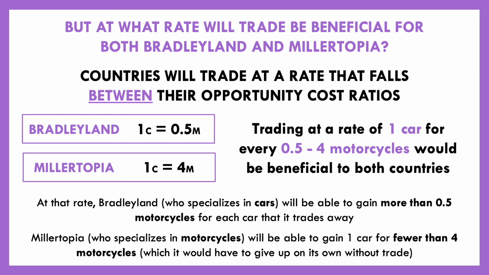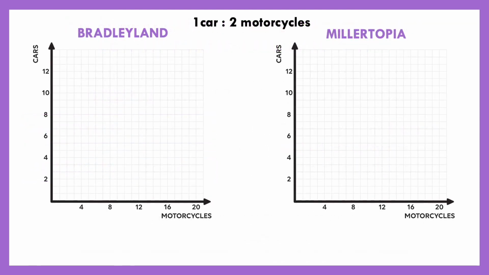So let's take a look at what this looks like on graphs. Let's suppose that Millertopia and Bradley Land negotiate and they come to the agreement that they're going to trade 1 car for every 2 motorcycles. So let's go ahead and draw Bradley Land's production possibilities curve, right? So we said 12,000 cars or 6,000 motorcycles, and Millertopia's production possibilities curve, right? 4,000 cars, 16,000 motorcycles.